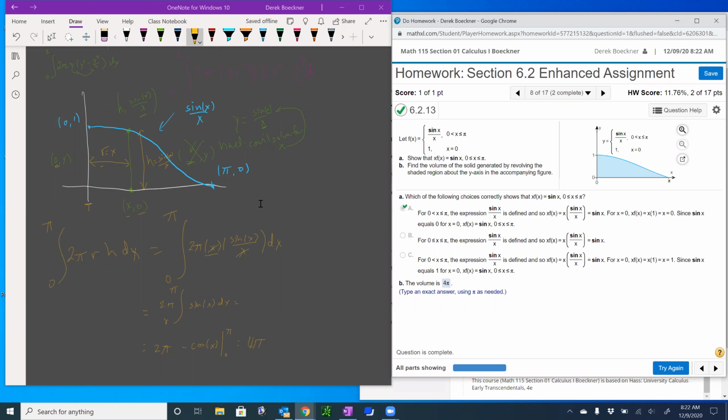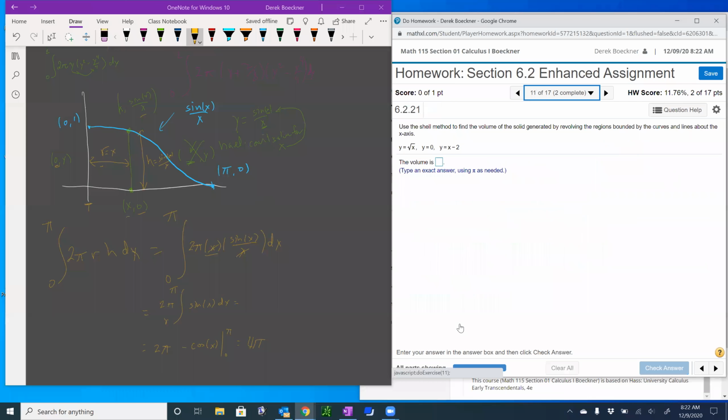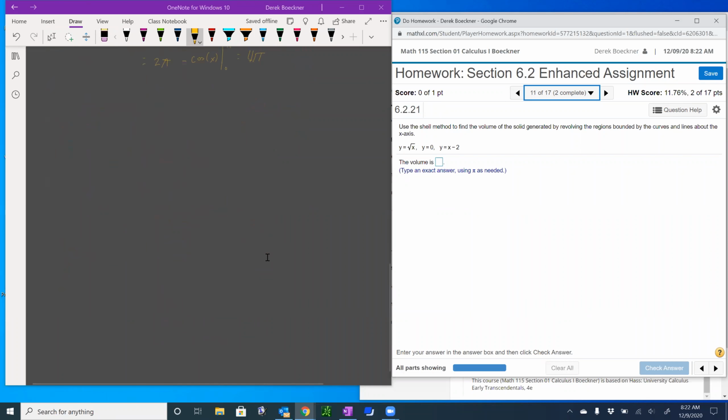11. Was this all shells or were there washers too, discs? I just had one that I need help with, disk, after this too. Okay, I didn't realize we hadn't done any disc stuff yet.